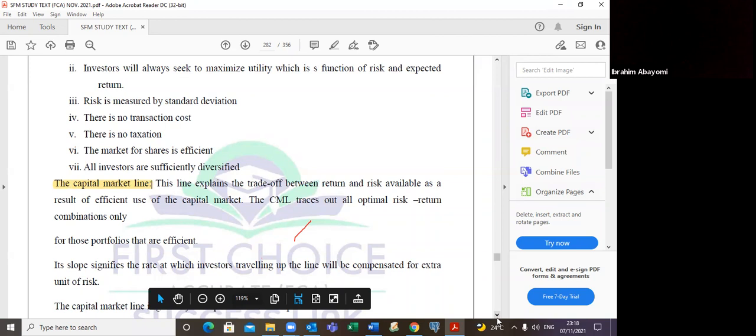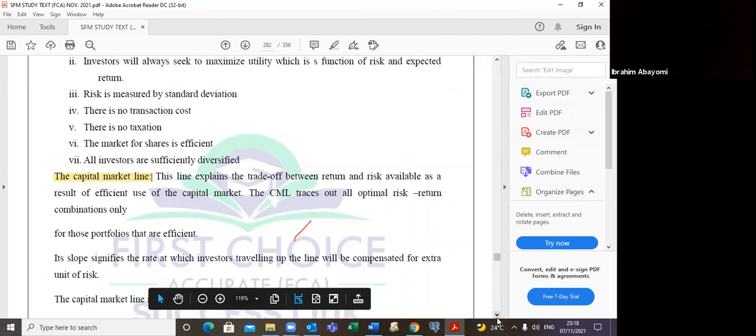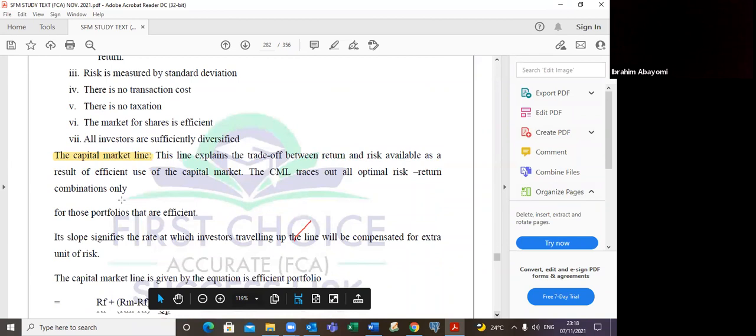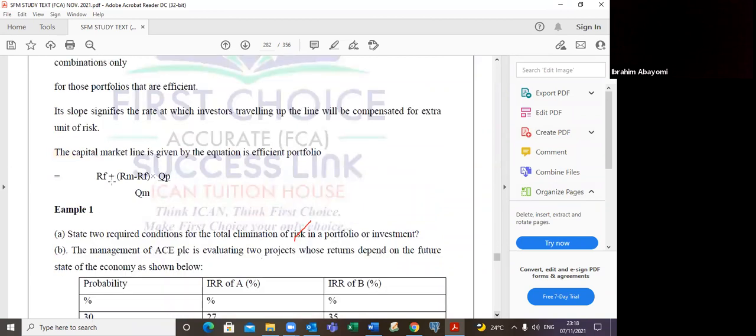Now, this is the formula for capital market line, which is what? RF. What is RF? RF simply means risk-free rate. Plus, into bracket, RM minus RF, which is risk premium. You already know this. Times standard deviation of the portfolio over standard deviation of the market. That's the formula for capital market line. Okay.